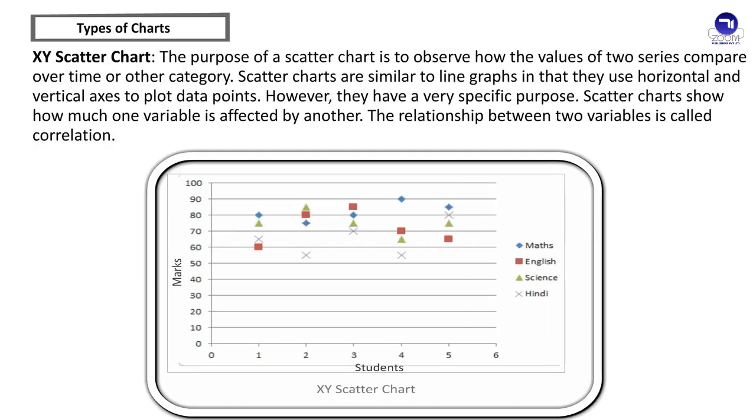XY scatter chart. The purpose of a scatter chart is to observe how the values of two series compare over time or other category. Scatter charts are similar to line graphs in that they use horizontal and vertical axes to plot data points. However, they have a very specific purpose. Scatter charts show how much one variable is affected by another. The relationship between two variables is called correlation.